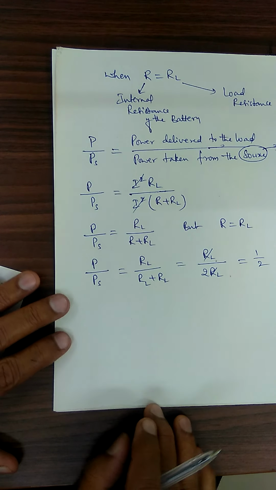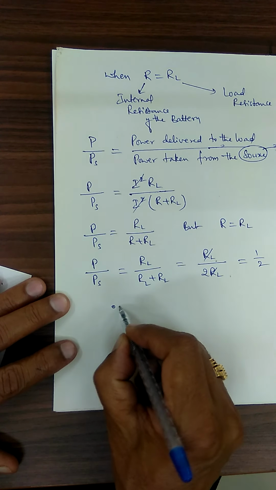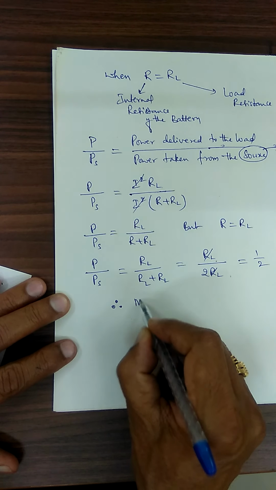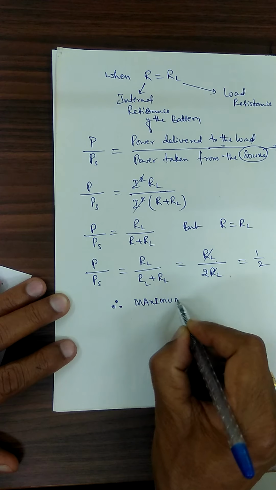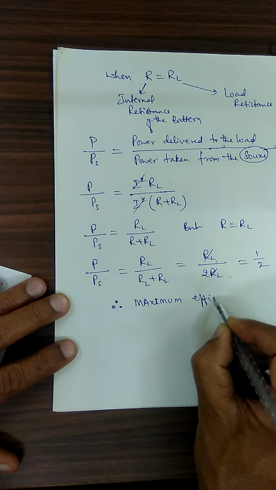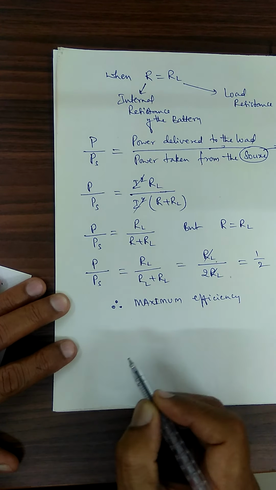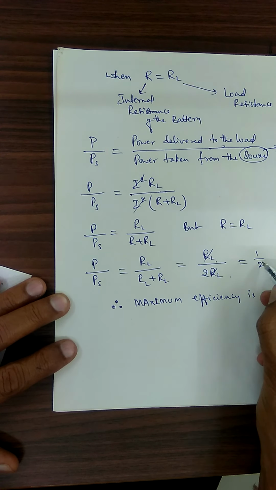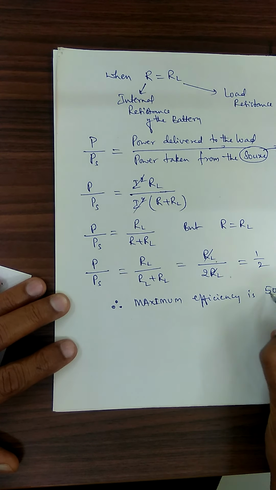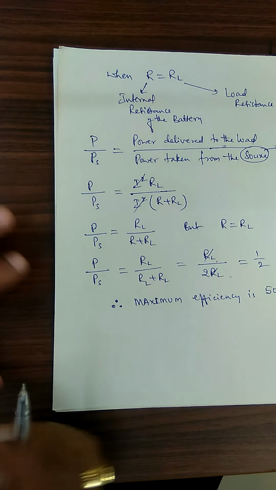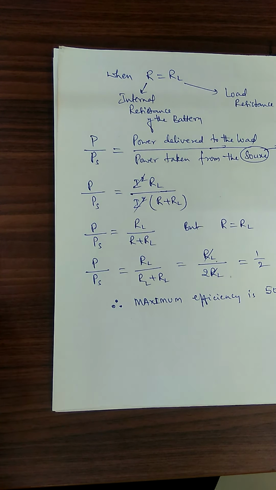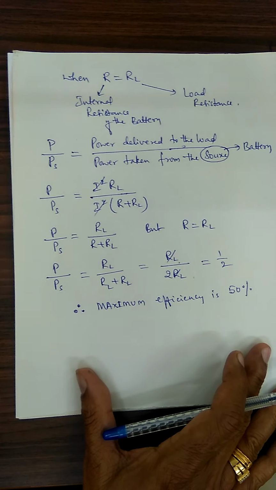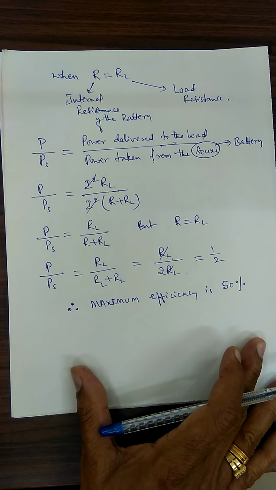So the meaning, maximum efficiency is how much? Therefore, the maximum efficiency is half, means 50%. This is maximum efficiency. So up to here you are supposed to write at the time of examination. See that carefully, whatever I have written so far.